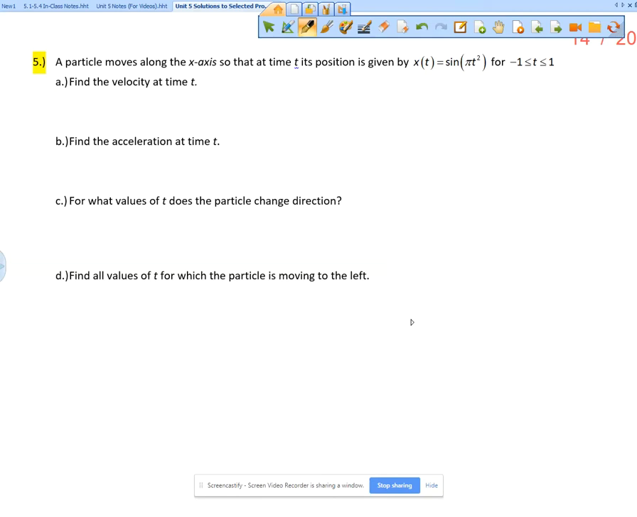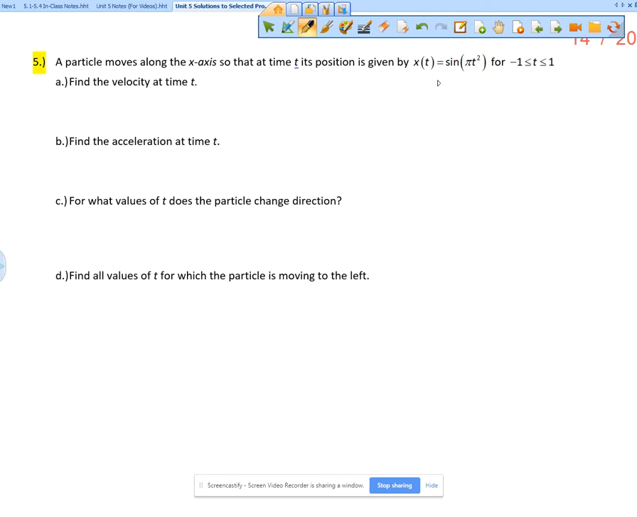This is the solution video for section 5.2, problem number 5. A particle moves along the x-axis so that at time t, its position is given by x of t equals sine of pi t squared for t between -1 and 1. All right, A says find the velocity at time t.